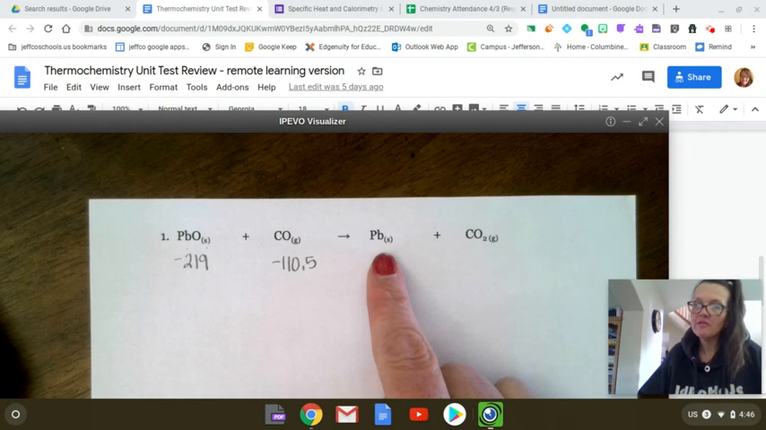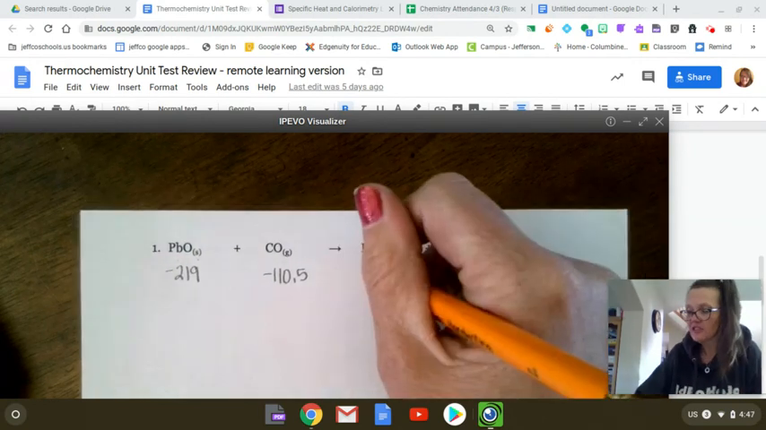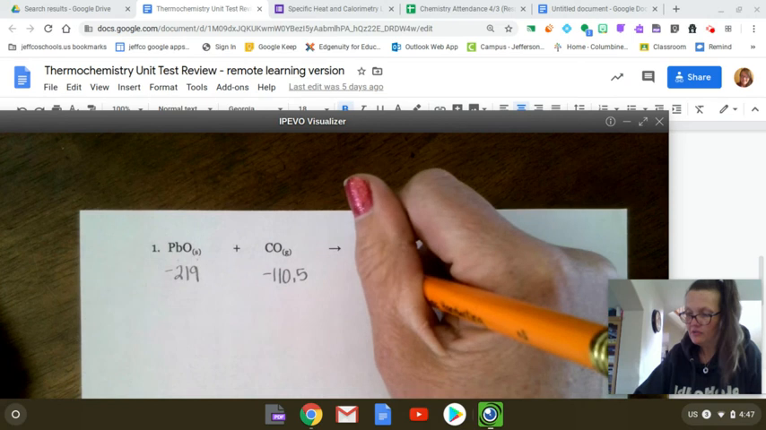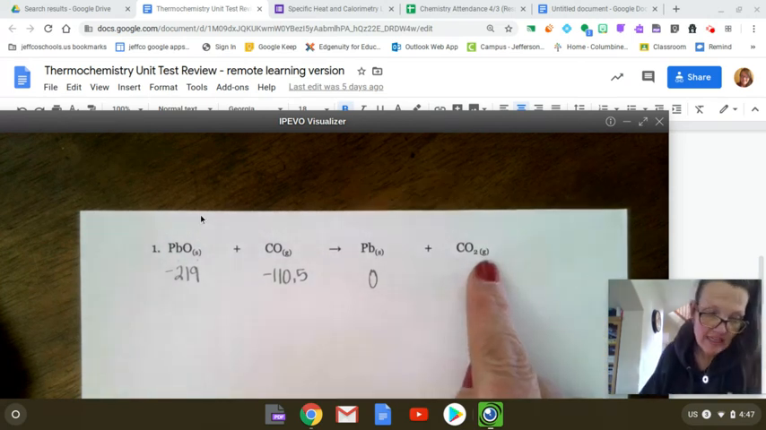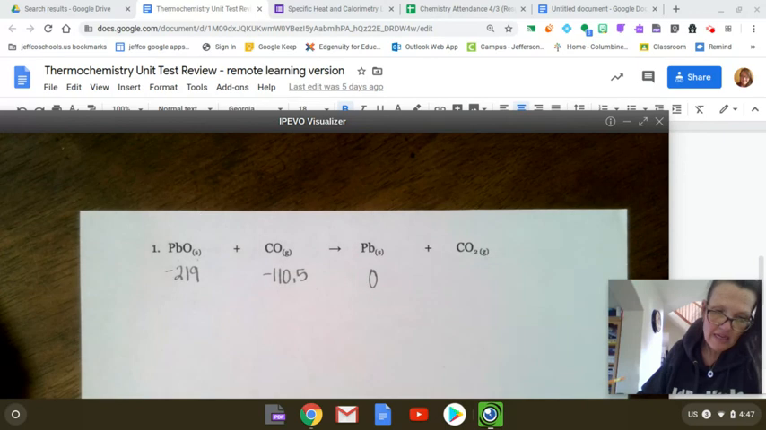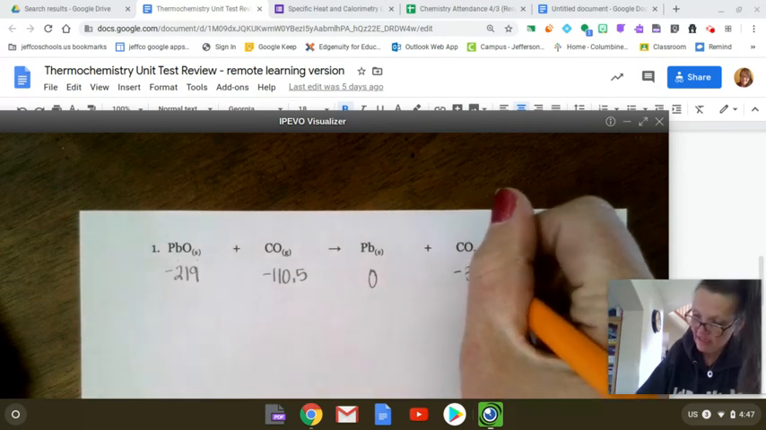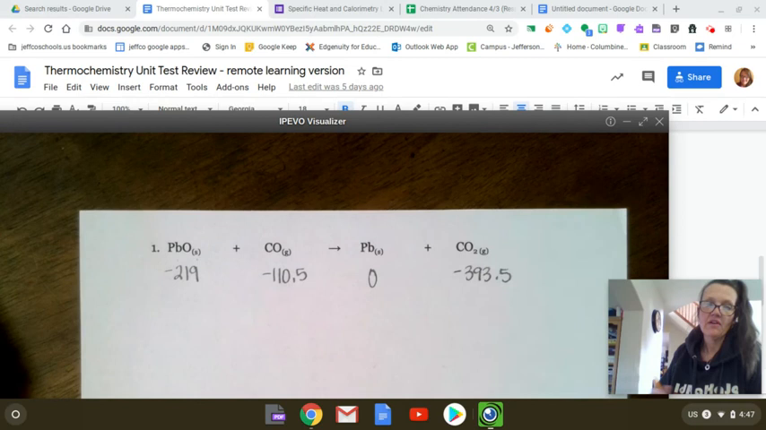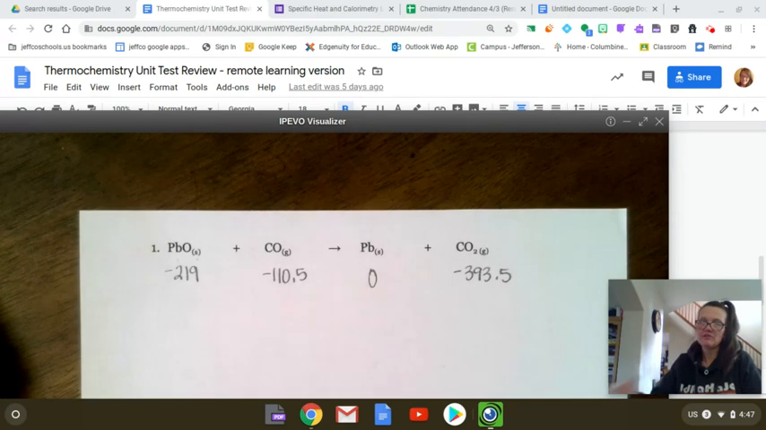Lead is a pure element. Remember that pure elements don't have a heat of formation because they have always existed, so their heat of formation is 0. You can look that up too if you forget. And then finally we have carbon dioxide, again in the gas form, and that has a value of negative 393.5. Now I know how much energy is trapped in those bonds. So when they all react together, I can calculate how much energy will be involved in this particular reaction.